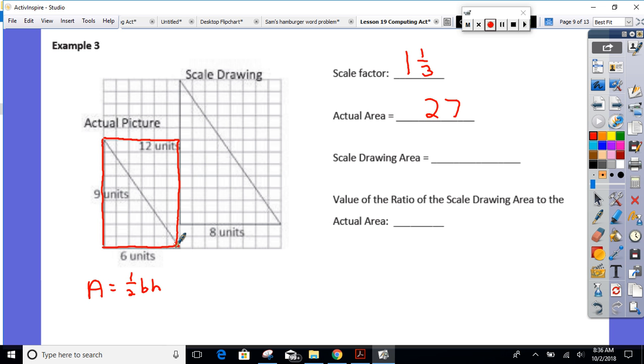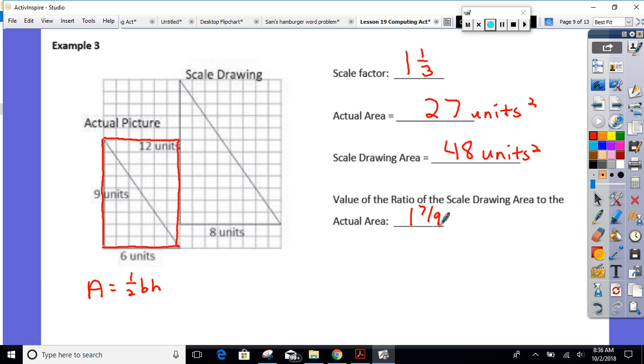Okay, the scale drawing area, Allie. I got 48 units. Good, 48 square units. Got 25 up here. Okay, and then the value of the ratio of the scale drawing area to the actual area. Ava. 1 7/9, yes, or 16/9. 1 7/9.